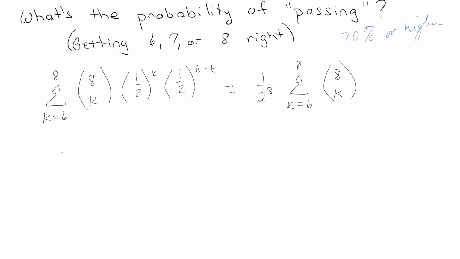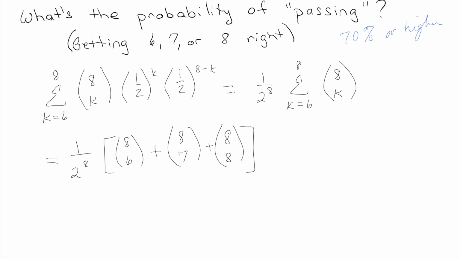Okay, so I've got 1 over 2 to the 8th, and again, I'll write it out first. I can do 8 choose 6, 8 choose 7, or 8 choose 8. So I have to get all 8. I can either get 100, an 87.5% or a 75. So this would be passing the test with a 75. This would be getting an 87.5% grade on the test, and this would be getting 100% grade on the test.